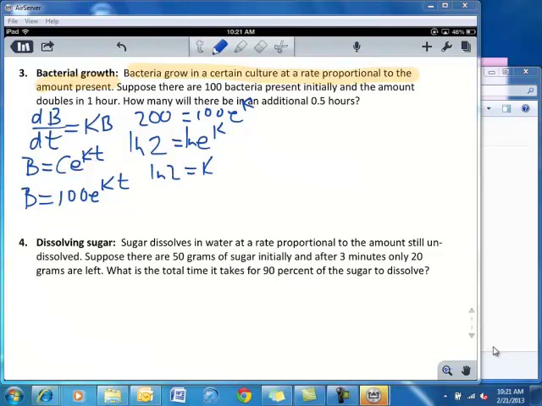So then we've got B is equal to 100 e to the ln of 2, whatever that is, times time. So what do we plug in for time? Because it says, how many will there be in an additional 0.5 hours? So 1.5. I'm just going to replace the t with 1.5.